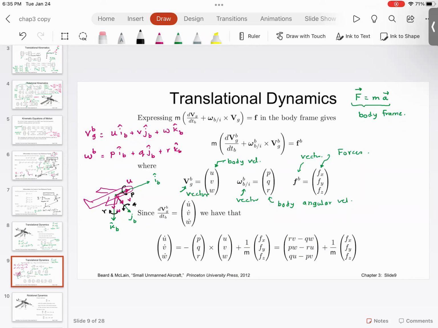Everyone understood this? It is extremely important to note that U, V, and W and P, Q, and R are expressed with respect to IB, JB, and KB. Before you substitute any of these vector quantities into the equation, you have to make sure that all the angular velocities, all the translational velocities, and all the forces are in the same coordinate frame, and they are following the same right-hand convention. Everyone understood this?